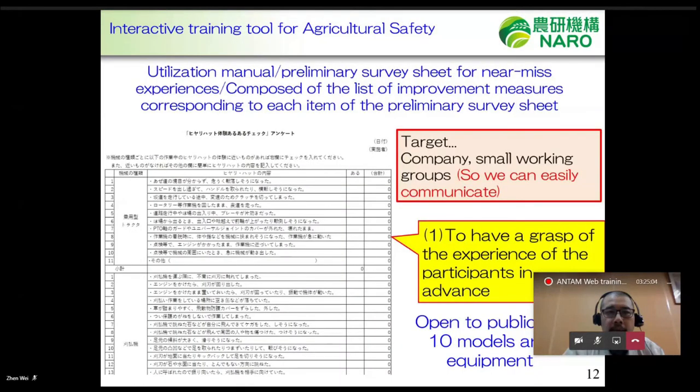And here we have the interactive training tool for agricultural safety. So we conduct training for agriculture safety. This is a tool for that. The target for this training is company small working groups, so we can communicate easily. And we have a preliminary survey sheet that we give out to the group. Collecting this survey sheet, we can have a grasp of the experience of the participants in advance. Next slide, please.